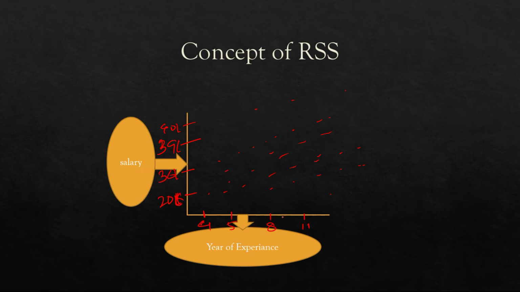So if anyone wants to find the salary of 9.5 years, taking the average may be biased. So how to find the salary of 9.5 years? First of all, we have to choose a line that passes through our data. Is that possible? No. Why? Because there is no line which passes through all the data. But it is possible to pass a line near to all the data.